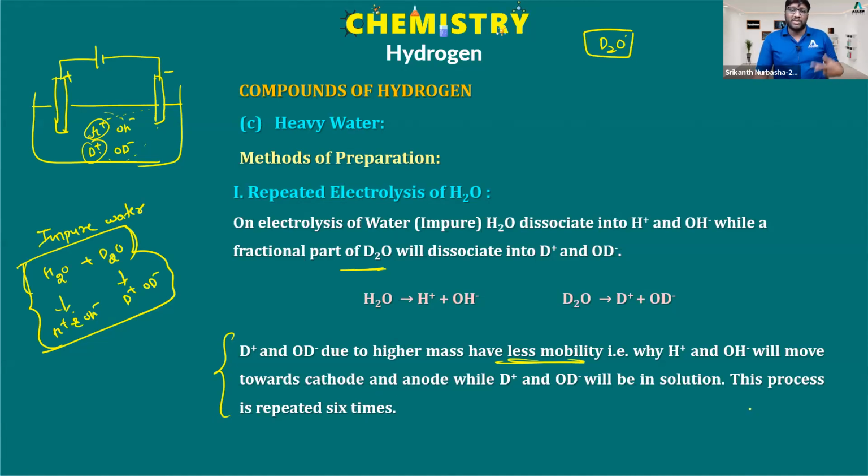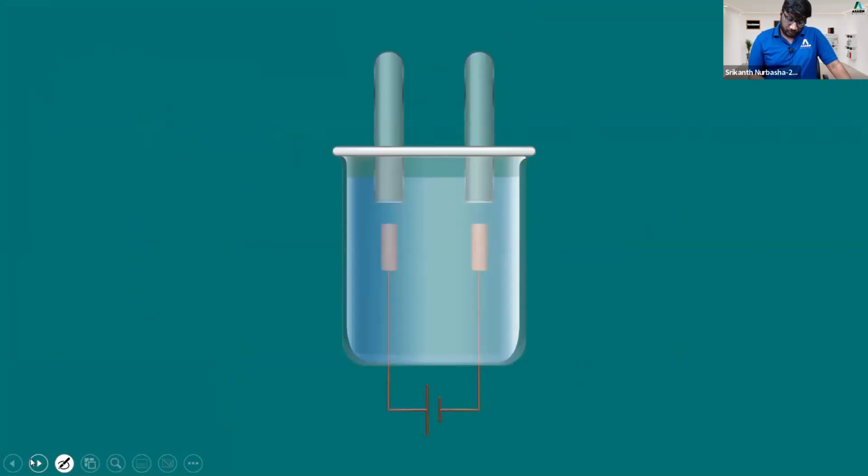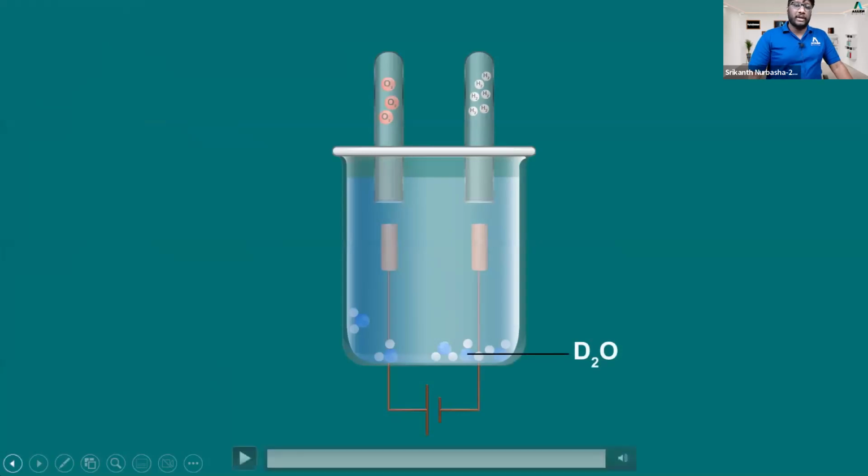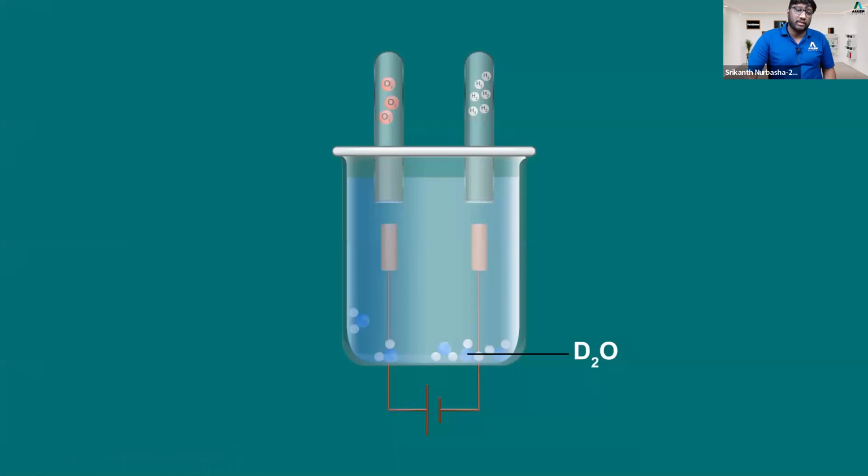You have to repeat this process many times, at least six times. Upon further repetition, we finally end up with D2O. This is the anode and cathode. O2 and H2 are formed, and what is left out is D2O. Impure water we have taken and repeated the electrolysis, and whatever is left in the solution is nothing but your D2O.